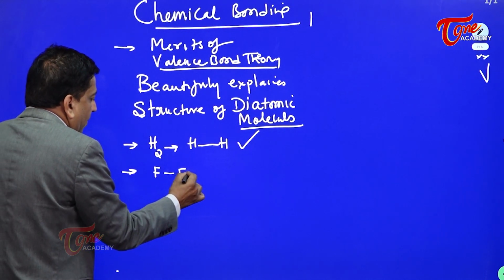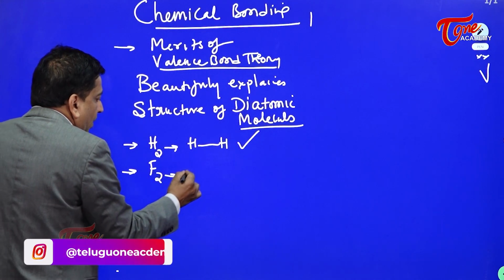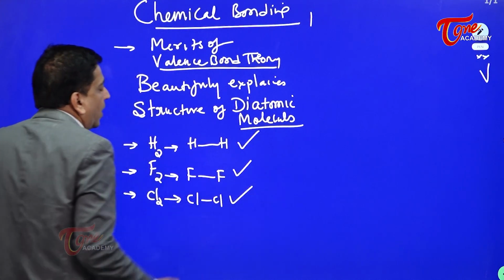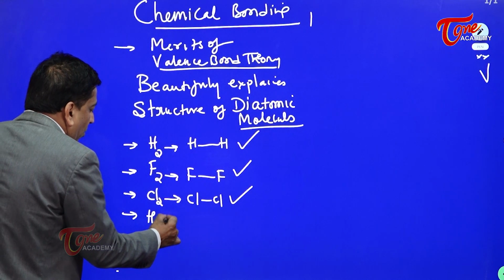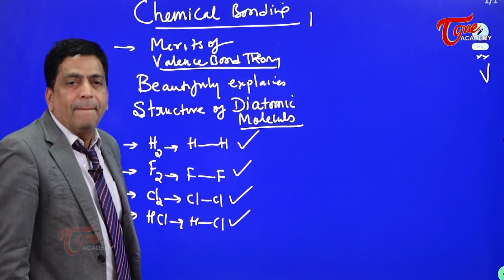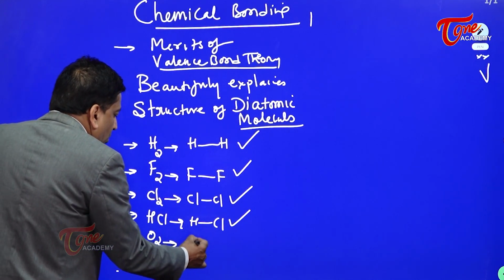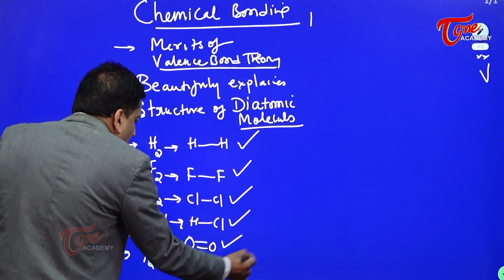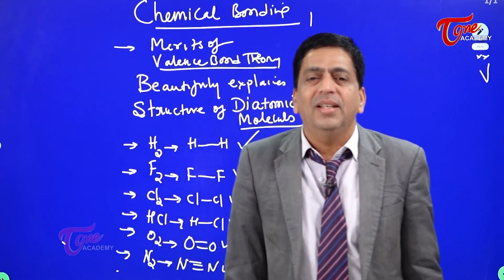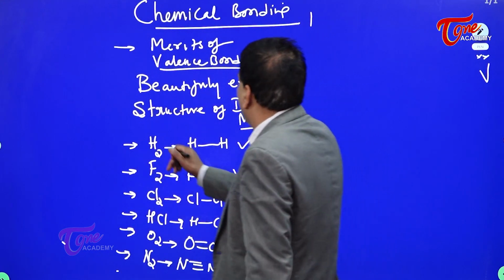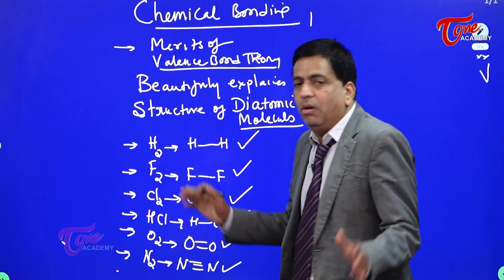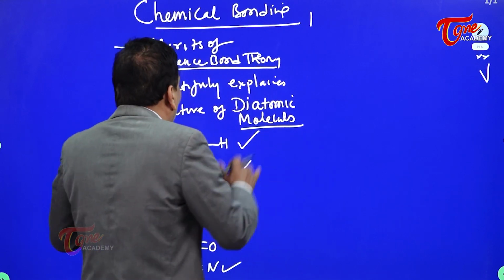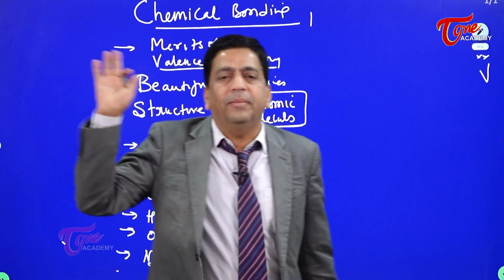Then you have the fluorine molecule, that is FF, beautifully explained. You have the chlorine molecule bond, beautifully explained. Then you have the HCl molecule, that is H and Cl, beautifully explained. Then you have your oxygen, your double bond, beautifully explained. And then you have your nitrogen and the triple bond, beautifully explained. But remember, in all this beauty, if you count the number of atoms, there are only two. So he was able to explain the structures of compounds of only what? Diatomic molecules, you must understand. That is his limitation.